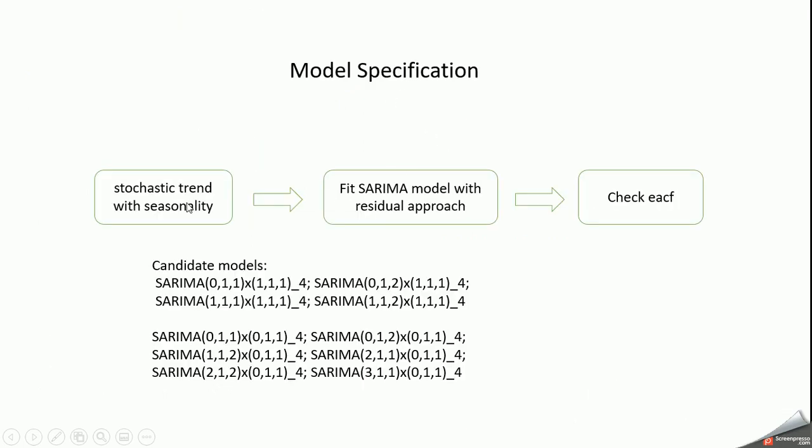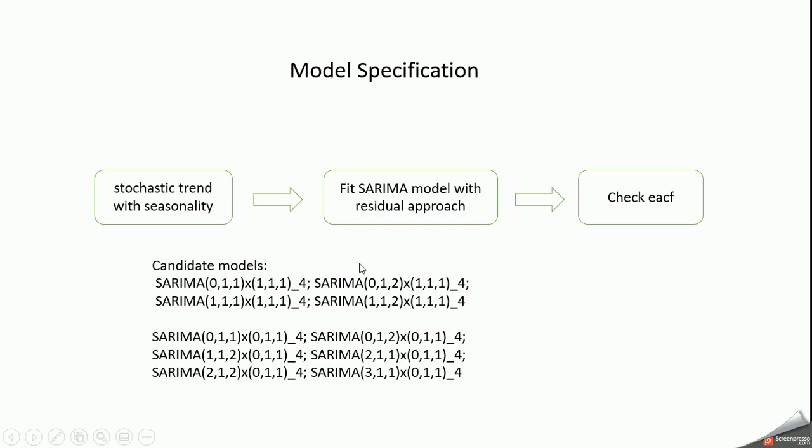Next is our model specification. Because the number of births is affected by social, economic, and environmental factors, I'm going to treat it as a stochastic trend with seasonality, so I'll be fitting my model with the residual approach. I'll also be checking the EACF to find the candidate models. So these are my candidate models. There are two groups. The first group is the ones having the seasonal components 1, 1, 1. The second group is the ones with seasonal components 0, 1, 1.